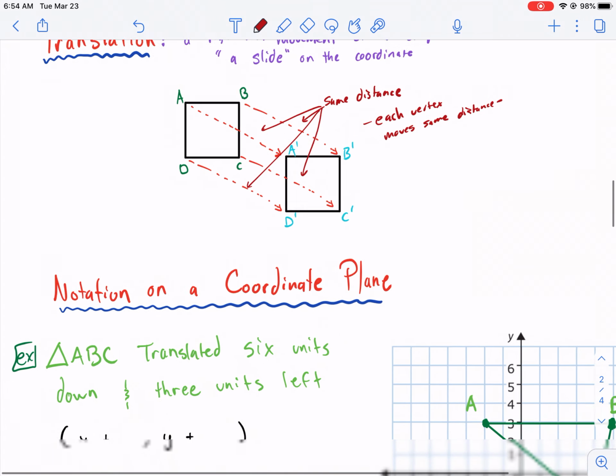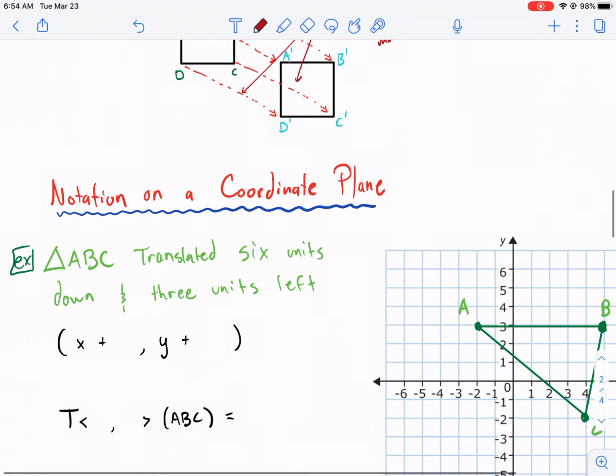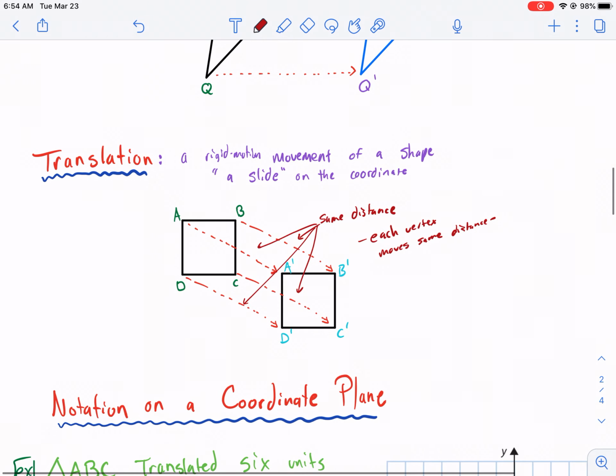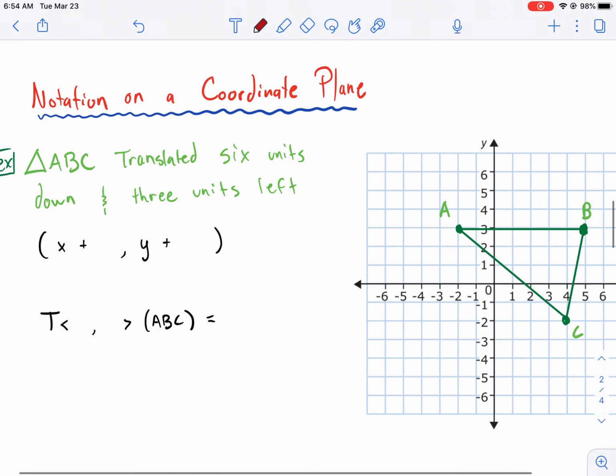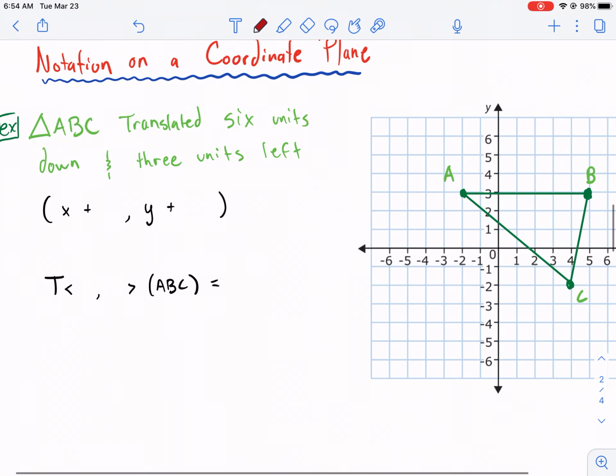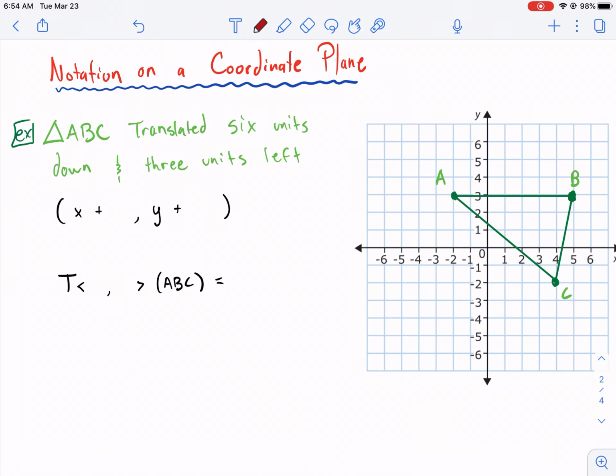Okay, how do we apply it? Well, notation for translation. Oh, we haven't talked about notation for a translation. Well, we'll talk about that in an example, okay? So notation on a coordinate plane. So ABC translated 6 units down and 3 units left, okay?